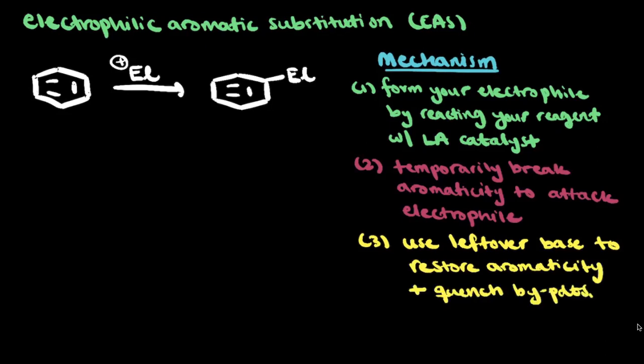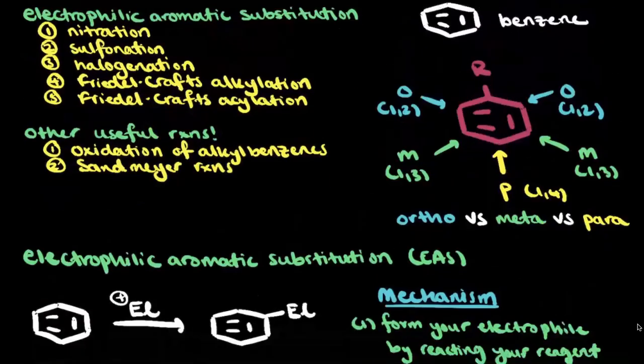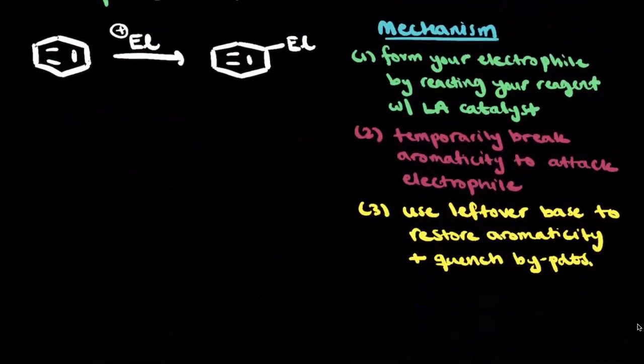Okay, so now let's go ahead and look at a very generalized example of this, okay? Actually, instead of looking at a generalized example, I'll show you the full mechanism for one of them, and then I'll show you the preparations of the electrophiles for the other ones, okay? So the first one I have on this list is nitration, so I'm going to go ahead and talk about the nitration of benzene.